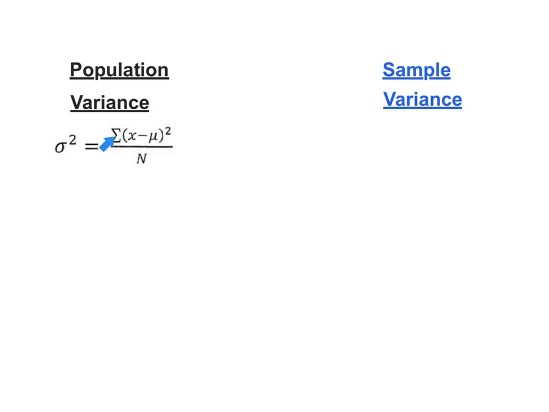This is an uppercase sigma, which means sum. And if you recall, the mu is the mean. So all this is saying is subtract the values minus the mean, square it, add them all up, divide by the number of numbers. Okay? That's what the population variance is.